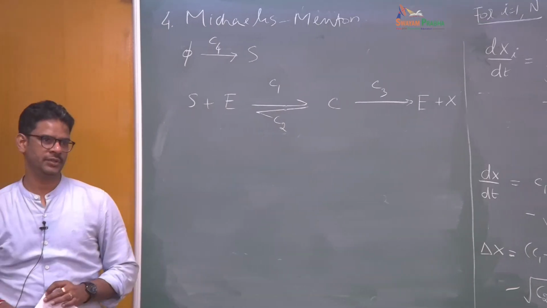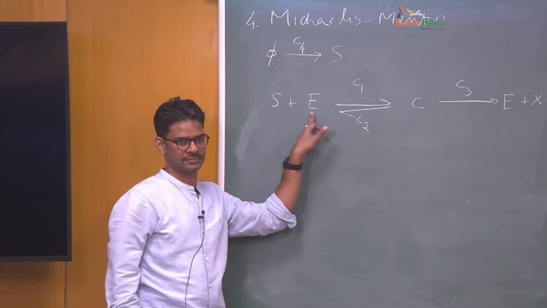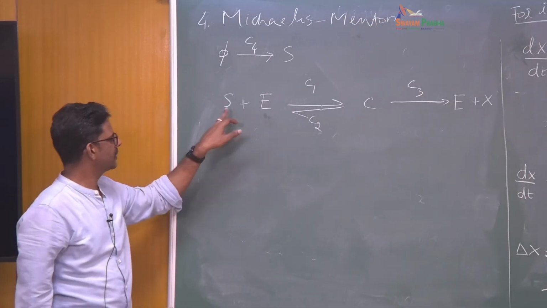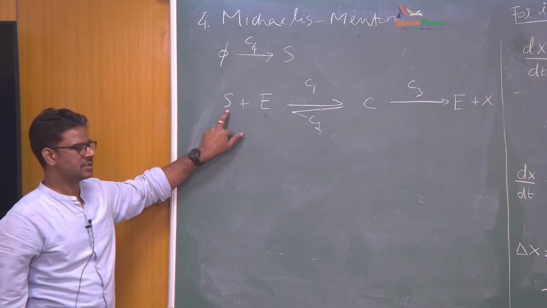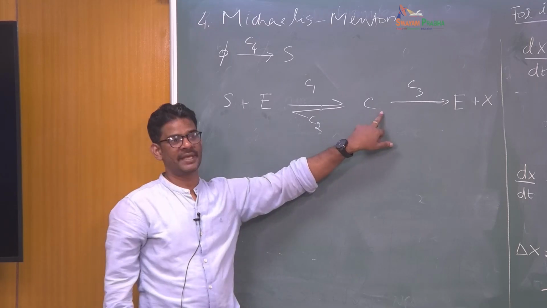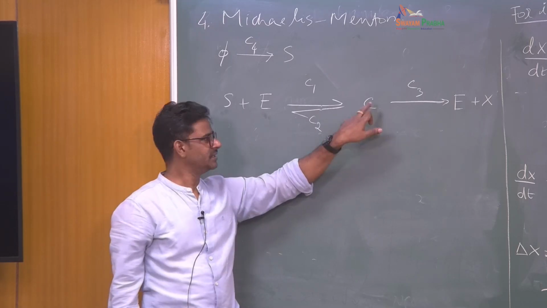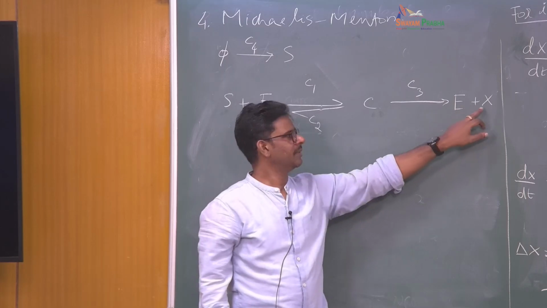So the way to think about this set of reactions is that you have some sort of an enzyme. This enzyme reacts with the reactant or a substrate. The way it happens is, first the enzyme combines with the substrate and forms a complex, and this complex further decomposes into the enzyme plus some product.